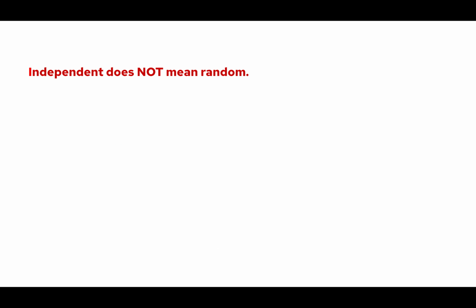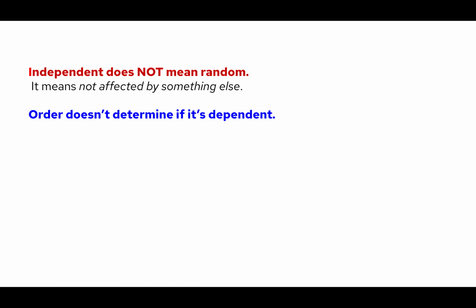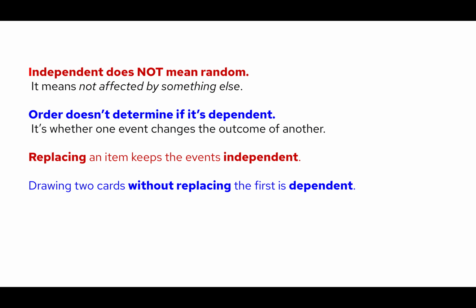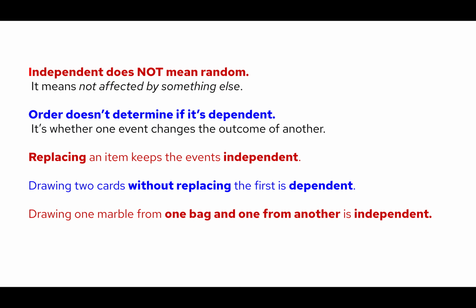Now remember that independent does not mean random. It means it's not affected by something else. Order does not determine if it's dependent. It's whether one event changes the outcome of another. These are some common misconceptions. Replacing an item keeps the events independent. Drawing two cards without replacing the first is dependent. And drawing one marble from one bag and then one marble from a totally different bag would be independent.